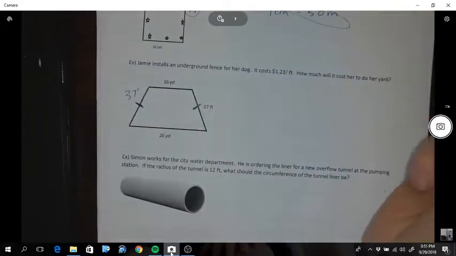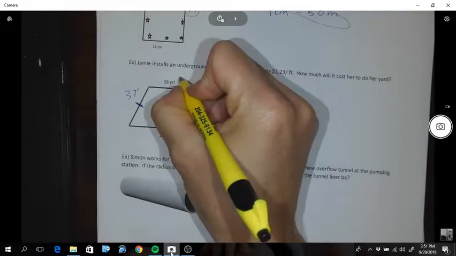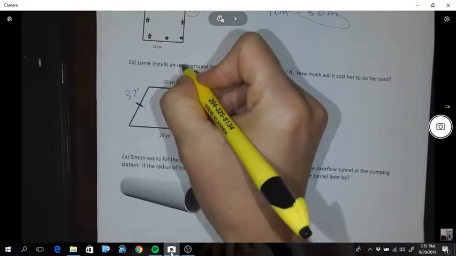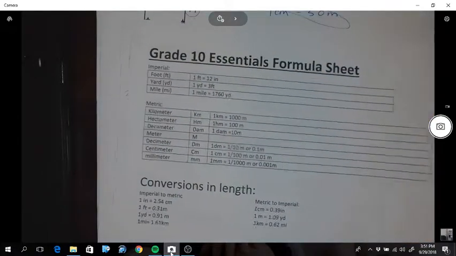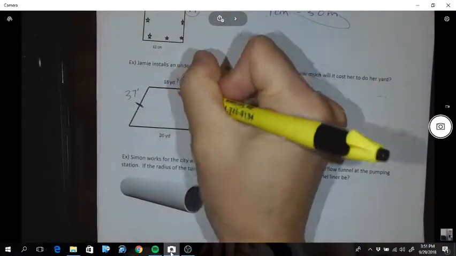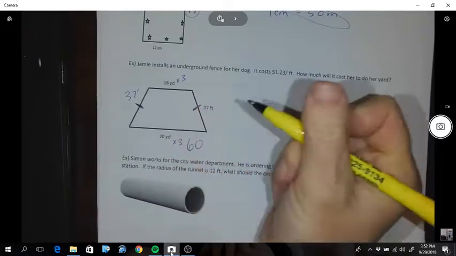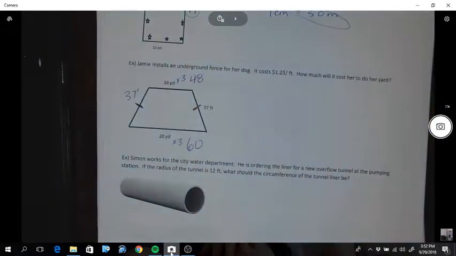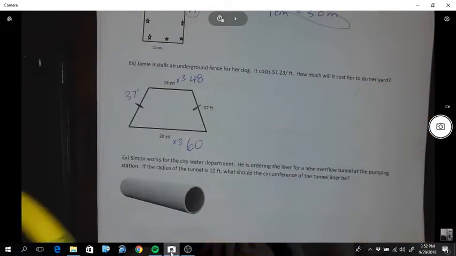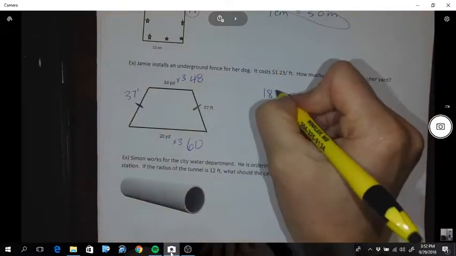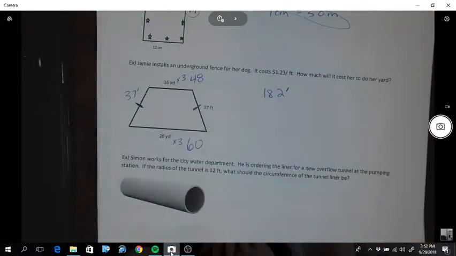So that's already done. So 16 yards, remembering going back to your formula sheet and finding yards to feet. Okay, so we have right here yards to feet, 3. So times by 3, times by 3. So that's 60 and 48. So now we can add these 4 measurements up. And again, to save you work, you could go 37 times 2 and then add a 48 and a 60. So that is 128 feet all the way around her yard.